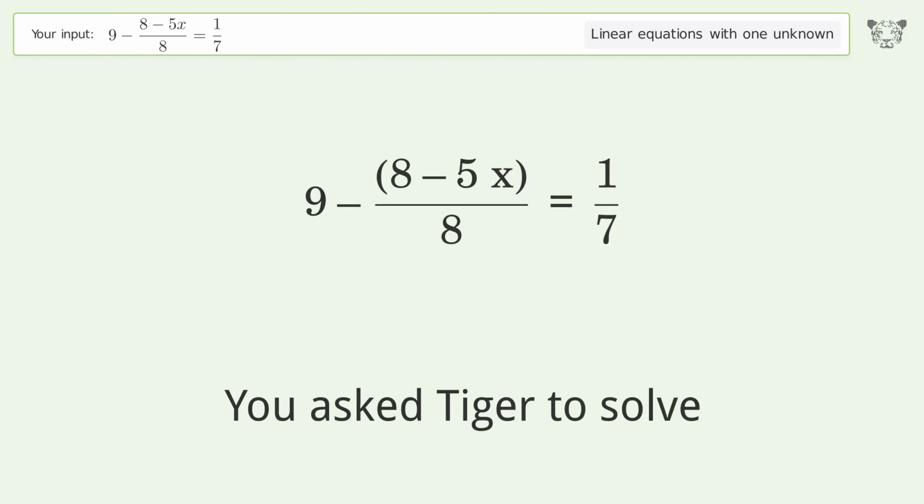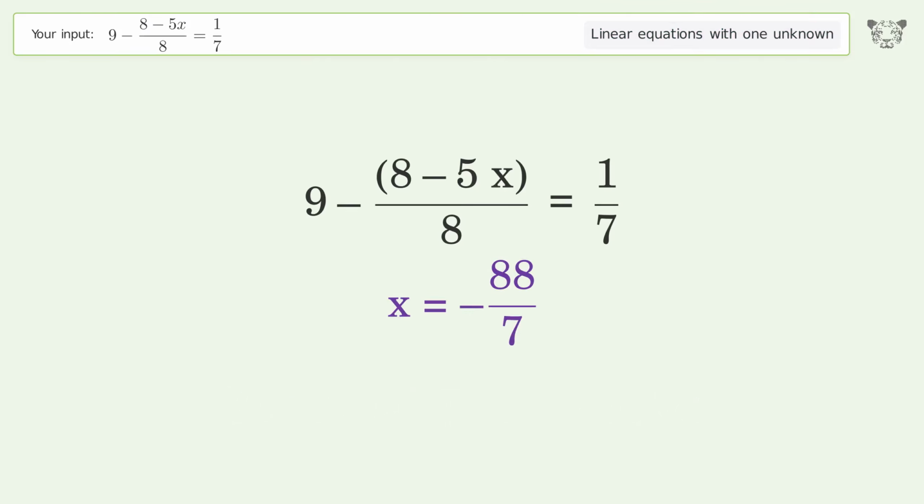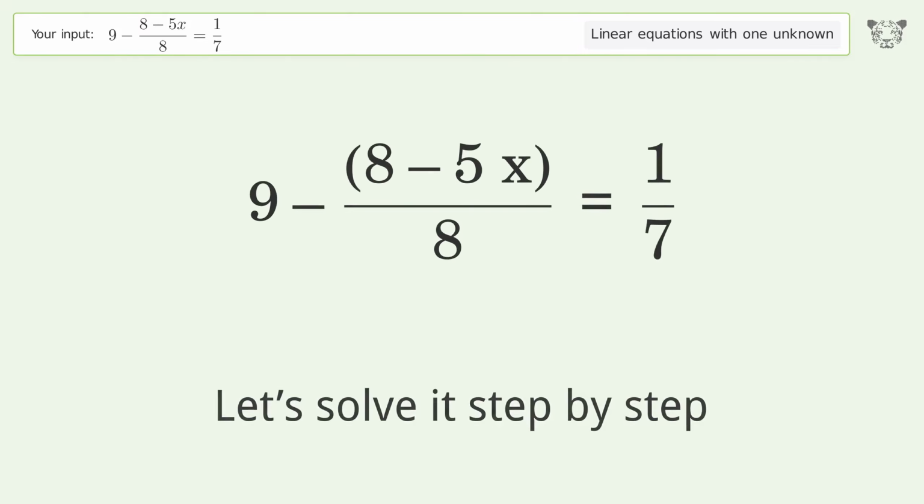You ask Tiger to solve. This deals with linear equations with one unknown. The final result is x equals -88/7. Let's solve it step by step.